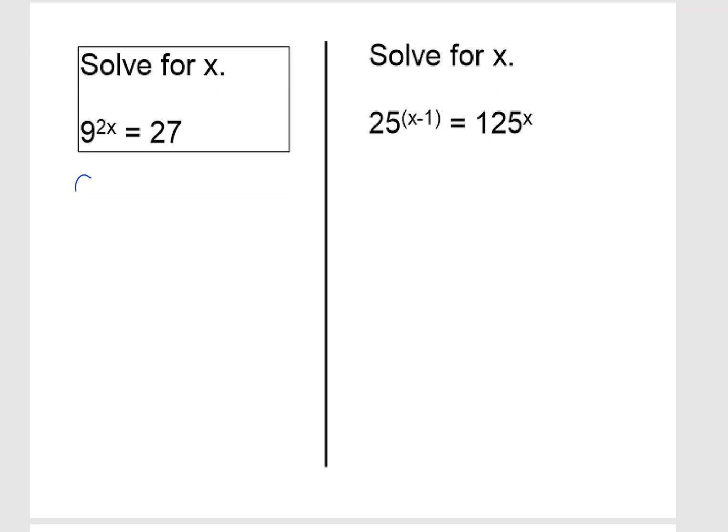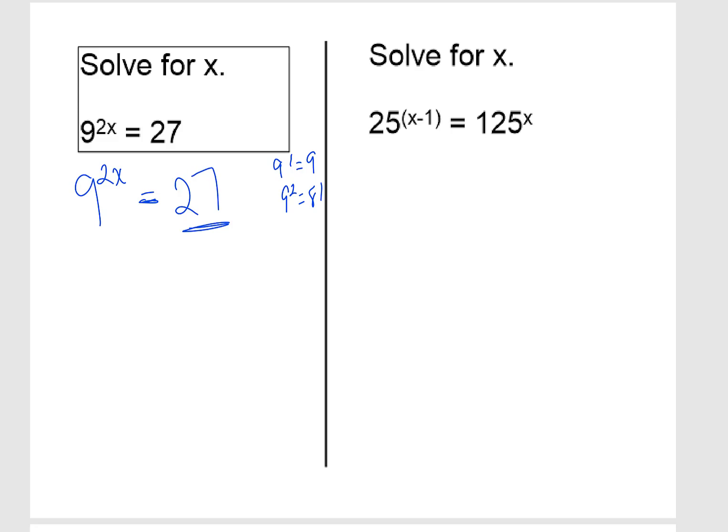I have 9 raised up to 2x equals 27. Remember, the first thing that I'm looking at is, can I express 27 with a base of 9? I can't, right? 9 to the first power equals 9. 9 to the second power jumps all the way to 81.